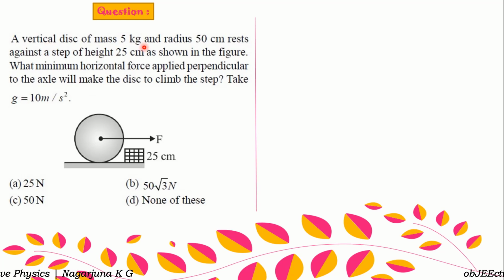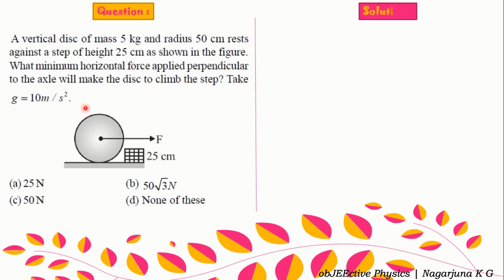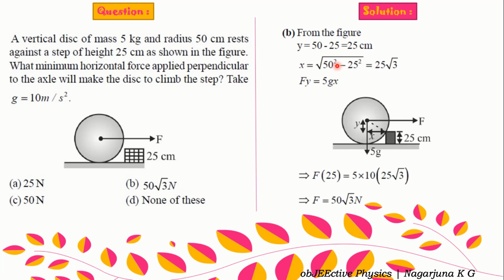A vertical disk of mass 5 kg and radius 50 cm rests against a step of height 25 cm as shown in the figure. What minimum horizontal force applied perpendicular to the axle will make the disk climb the step? Take g is equal to 10 meter per second square. And from the figure, observe the diagram in the solution. Y is equal to total radius is equal to 50, and the height of the step is 25 centimeters. So therefore, y is equal to 25 centimeters.